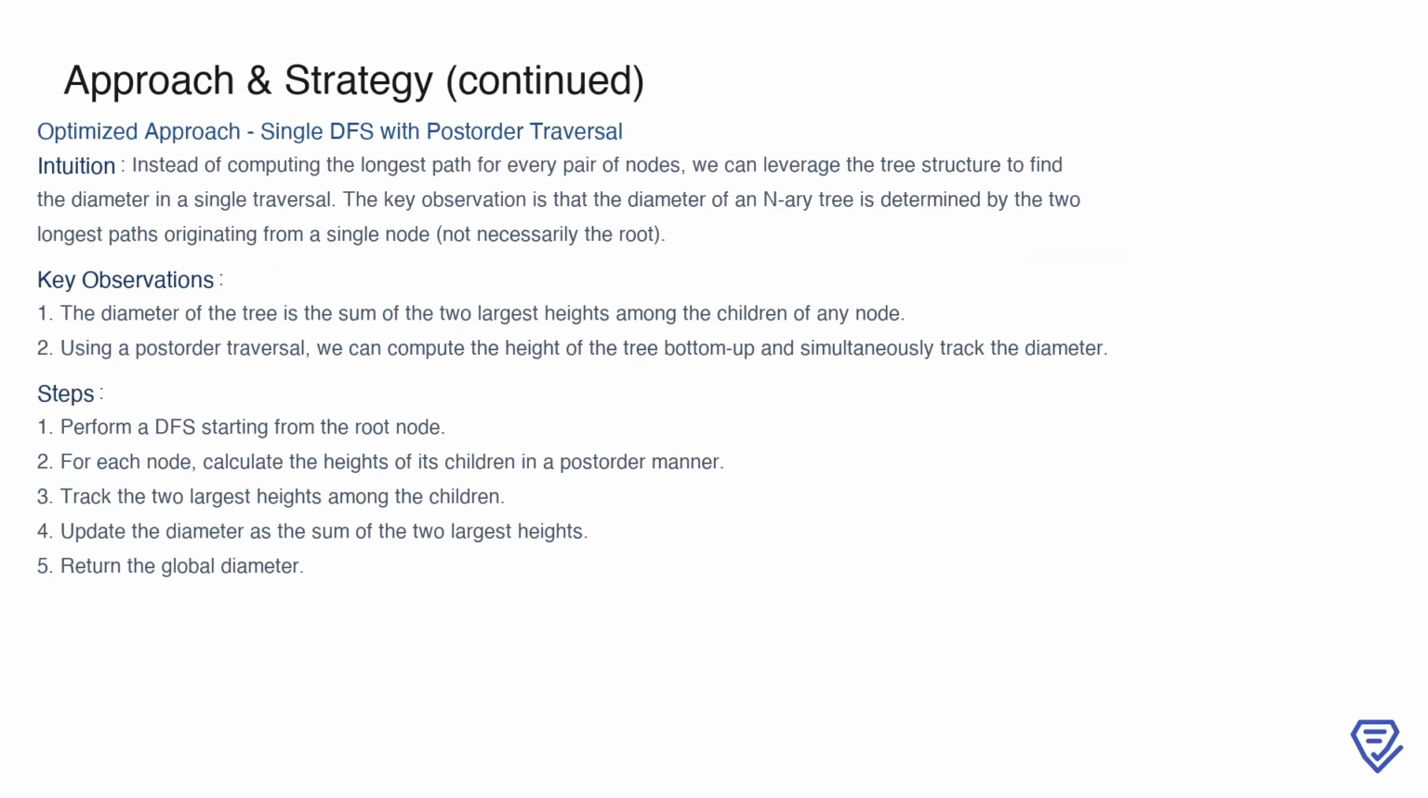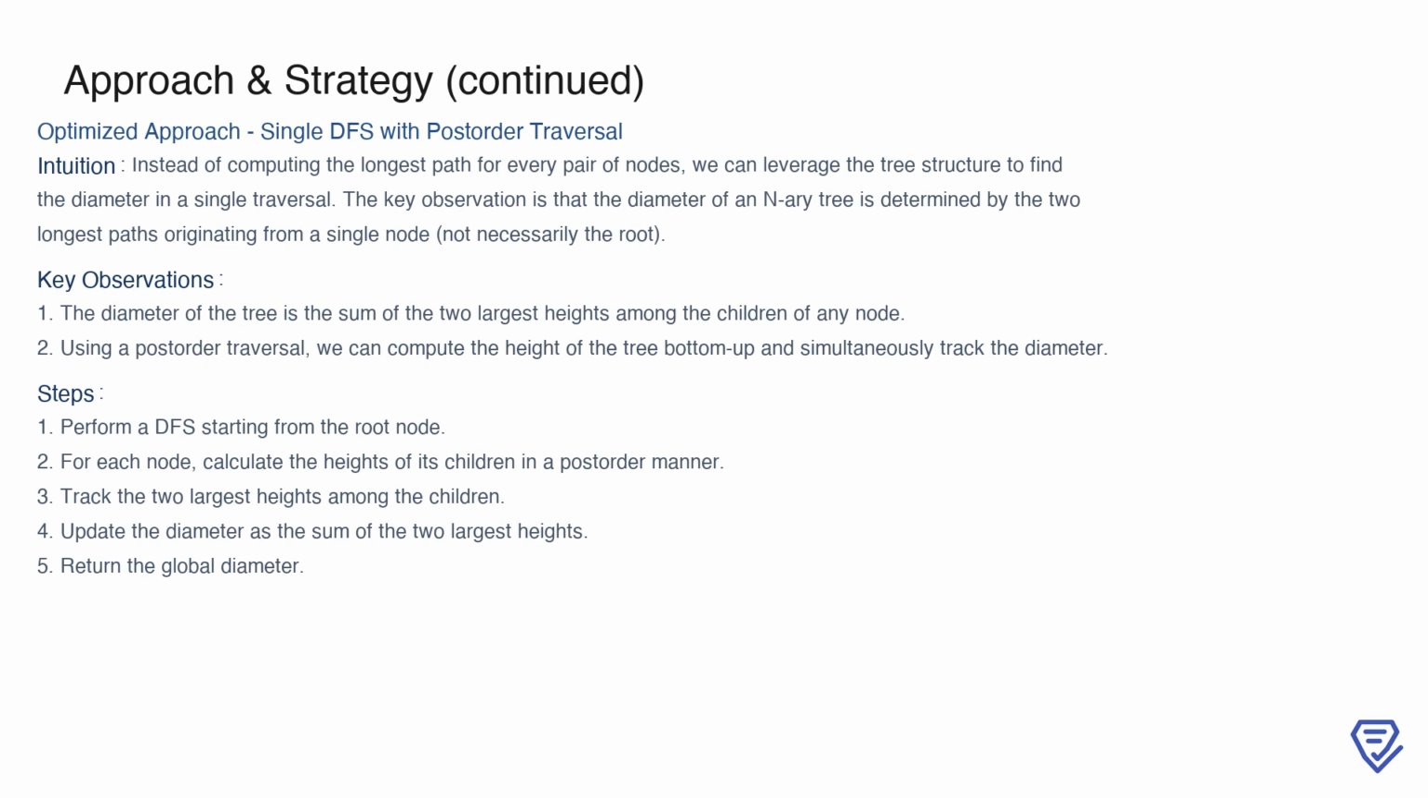A more efficient solution is the optimized approach, which uses a single DFS combined with post-order traversal. The main insight here is that the diameter of an N-Ary tree can be determined by considering the two longest paths originating from any given node, rather than computing distances between all pairs of nodes. Specifically, the diameter of the tree can be calculated as the sum of the two largest heights among the children of a node. To implement this, we use a post-order traversal, which allows us to calculate the height of the tree in a bottom-up manner while simultaneously tracking the diameter.